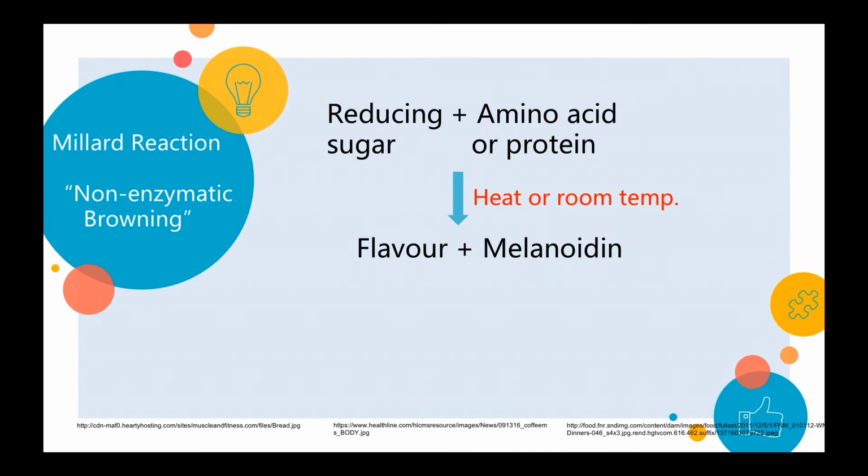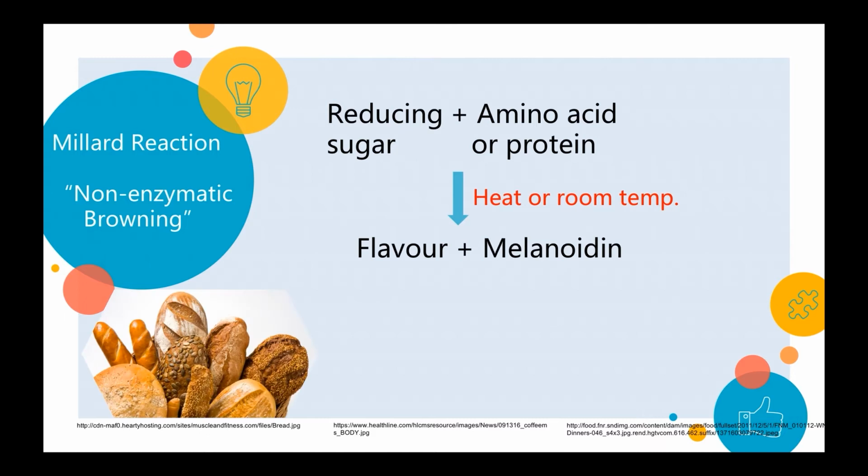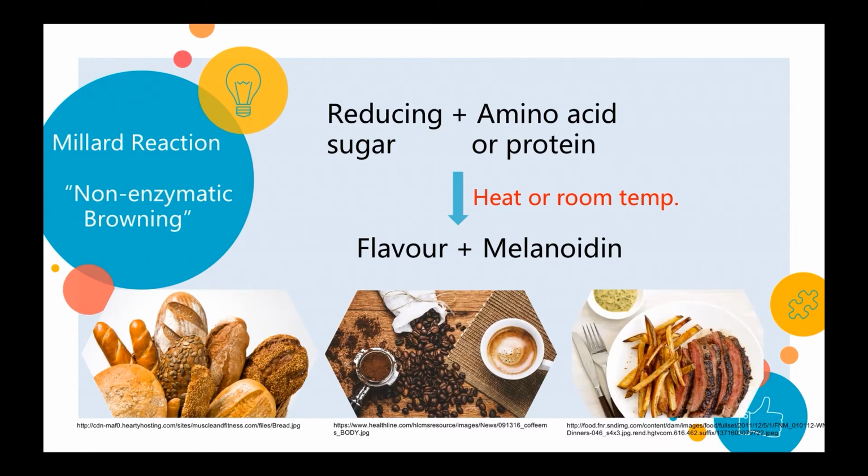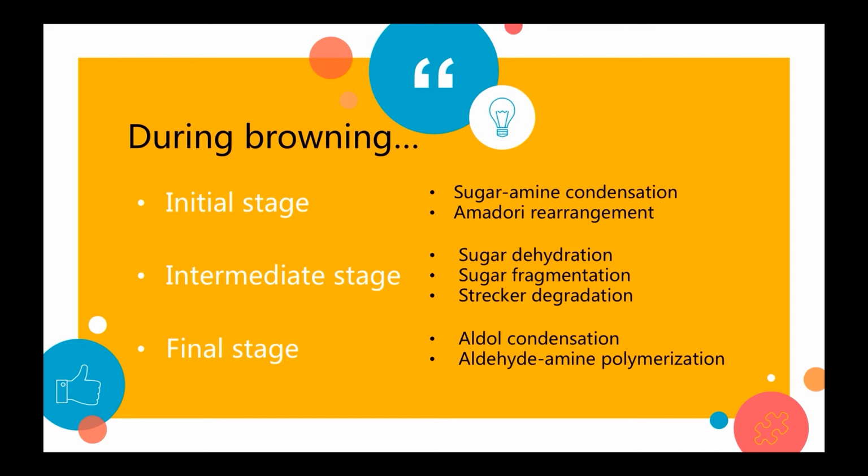As a result, the Maillard reaction is responsible for the colors and flavors of various food products such as baking products, coffee, steak, and chips. The reactions occurring during browning can be divided into three stages: the initial stage, intermediate stage, and final stage. The initial stage involves the reversible sugar-amine condensation and irreversible Amadori rearrangement, while the intermediate stage includes sugar dehydration, fragmentation, and Strecker degradation. The final stage refers to aldol condensation and aldehyde-amine polymerization.